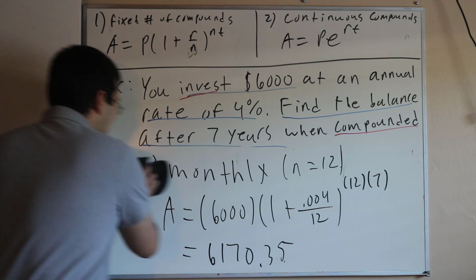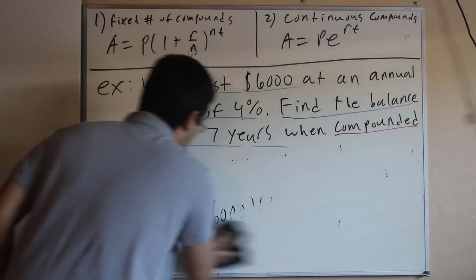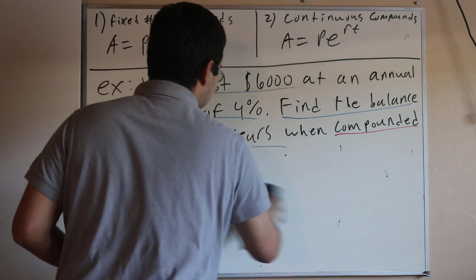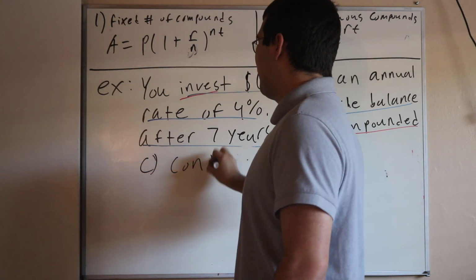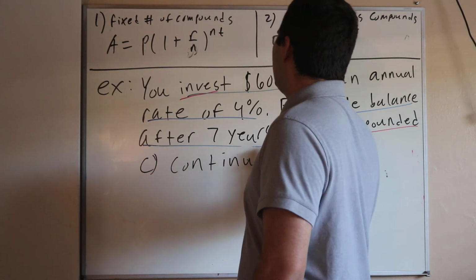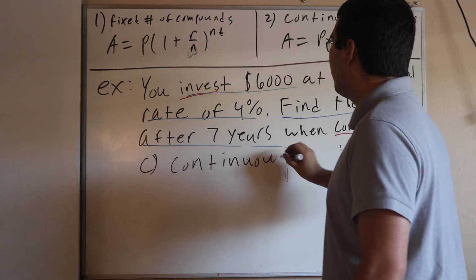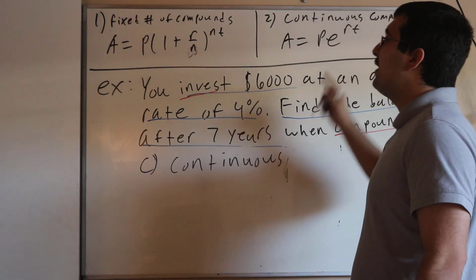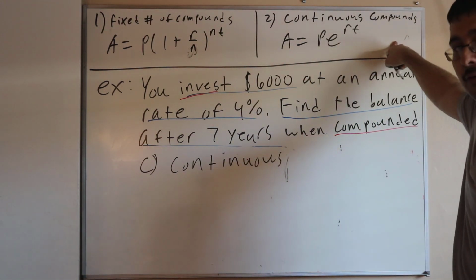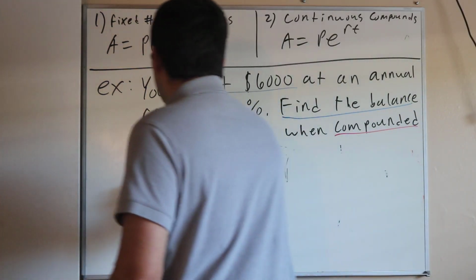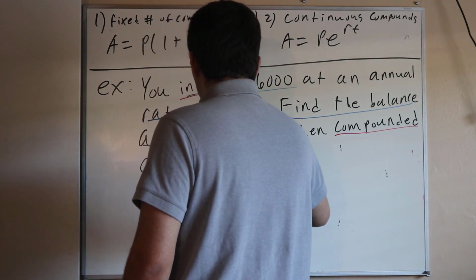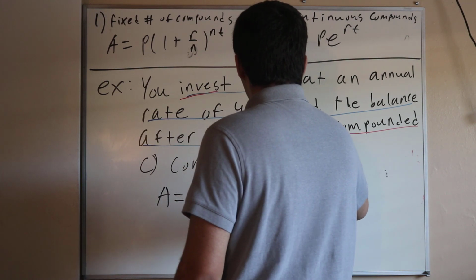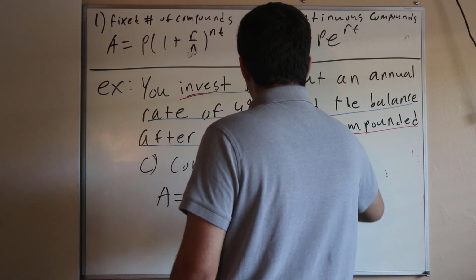Okay. Now let's do the continuous example. If we let ourselves compound continuously, again, same idea holds. We are no longer fixing the number of compounds. That means we're now using the second formula. So plugging in our known values into the second formula gets us 6,000 times e to the power of 0.004 times 7.